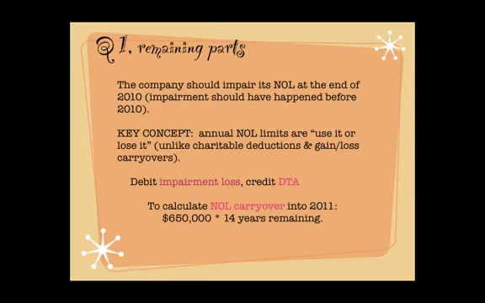So the next to last question asks, what are the journal entries? Here you debit impairment loss and credit deferred tax asset. Those are things that show up on your balance sheet. Tracking the NOL itself is not a balance sheet item. The actual asset is the deferred tax asset.